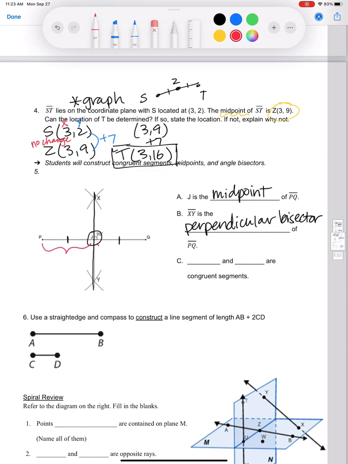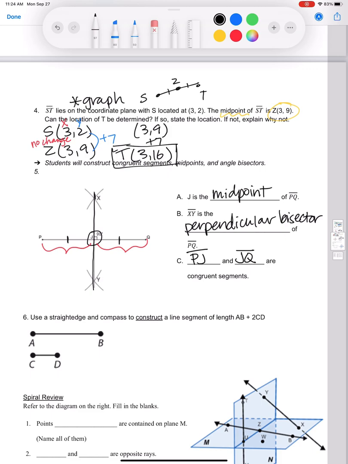And finally, we have part C, which is what are the congruent segments. And I know if it's a bisector, which means the segment is being cut in half, that from P to J and J to Q are congruent segments. These are the two halves of the bisected line segment.